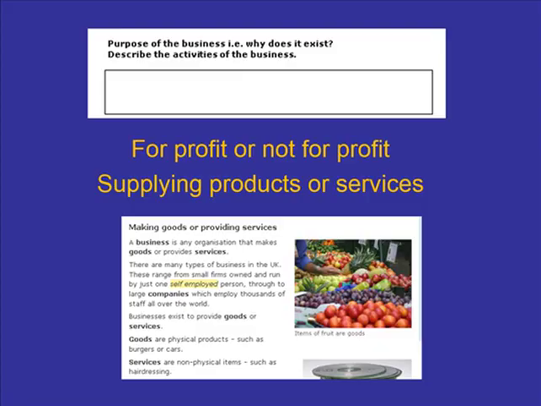The next one, the purpose of the business, i.e. why does it exist? Describe the activities of the business. I want to know what the business does.